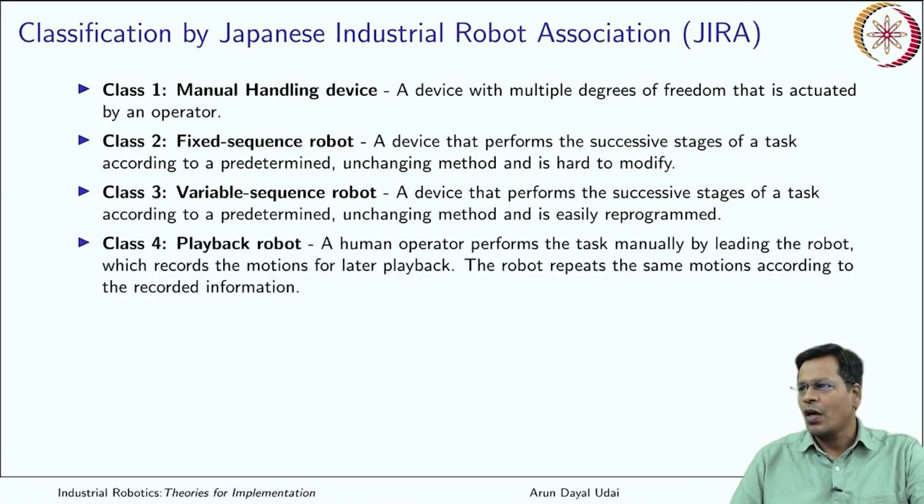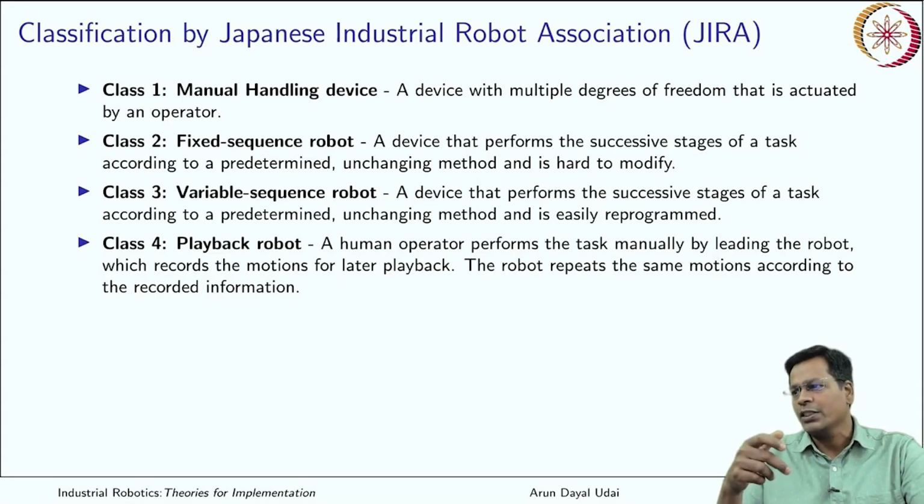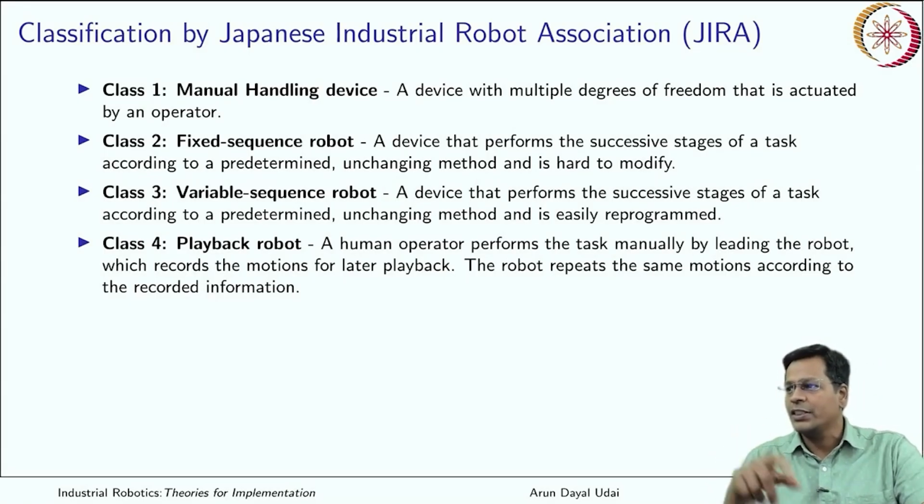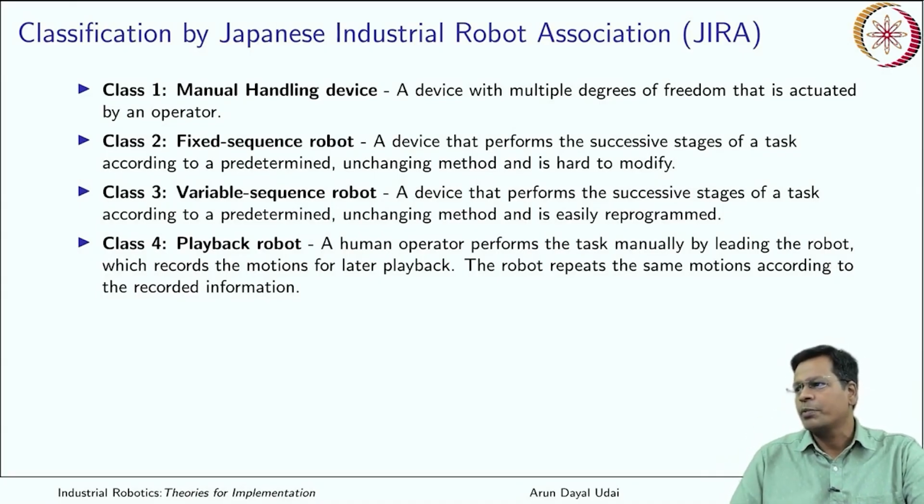Now the playback robot, class 4: a human operator performs the task manually by leading the robot to a place, which records the motion for later playback. So teach and repeat functionality is now added to this type of robot. The robot repeats the same motion according to the recorded information. In order to do this you need some sort of program which can store the data and reproduce the same data, a playback sequence which it can regenerate.